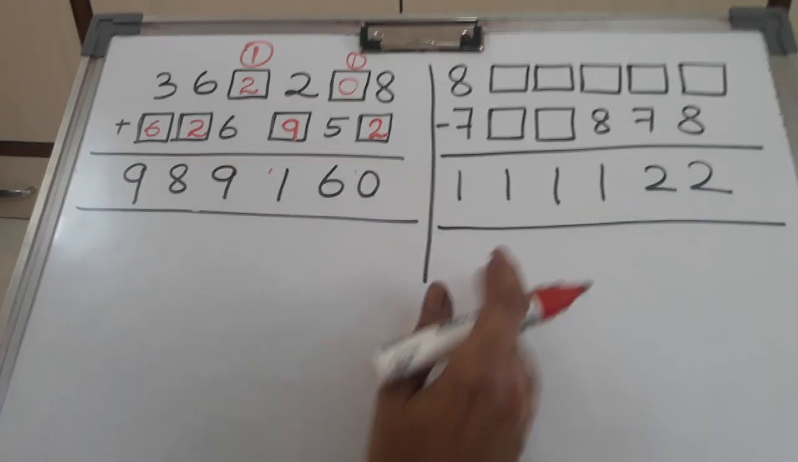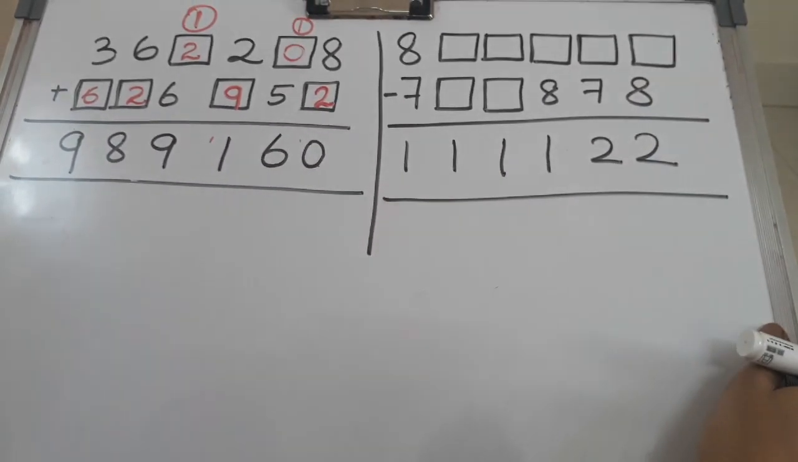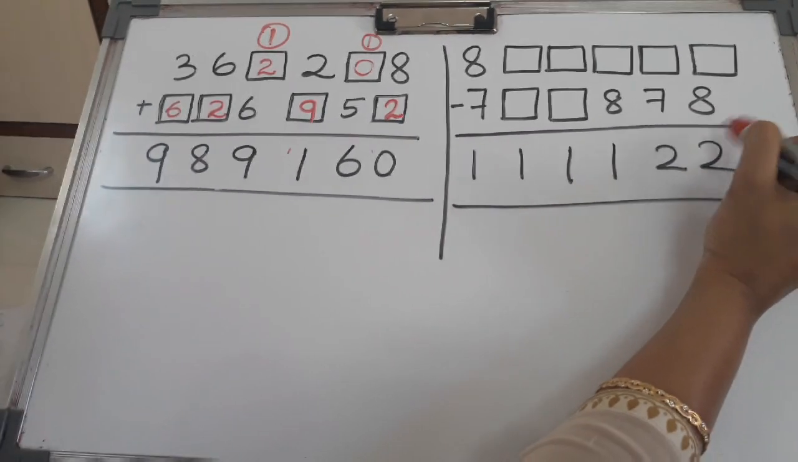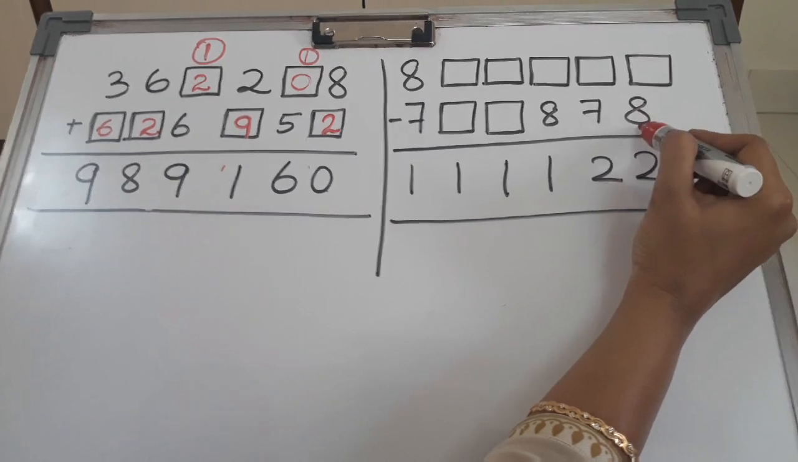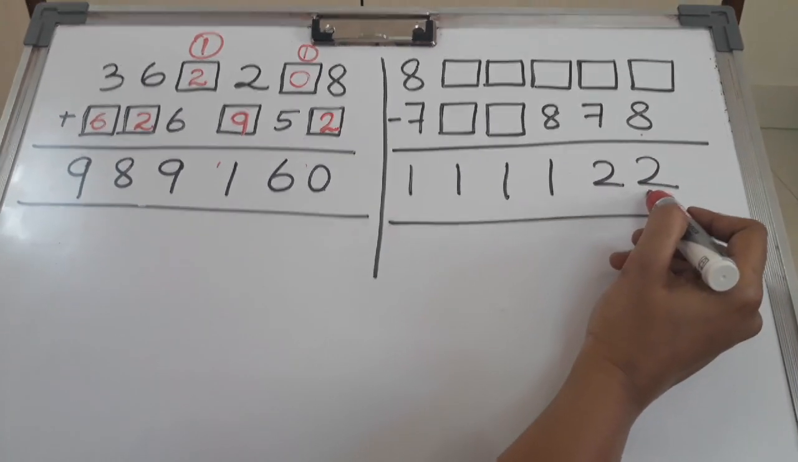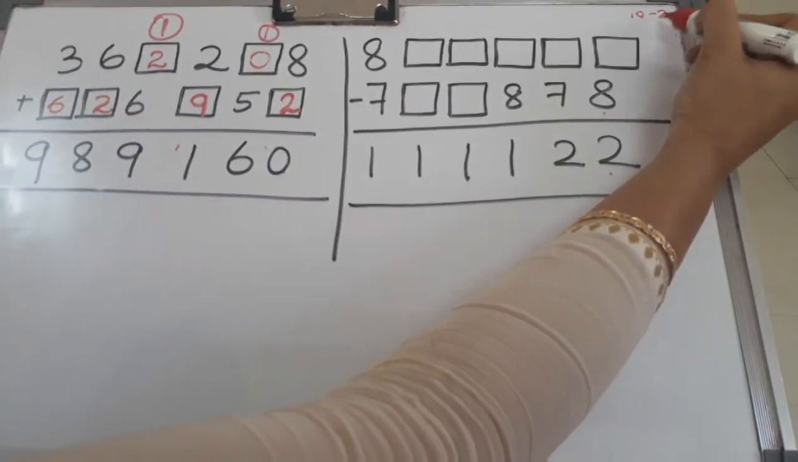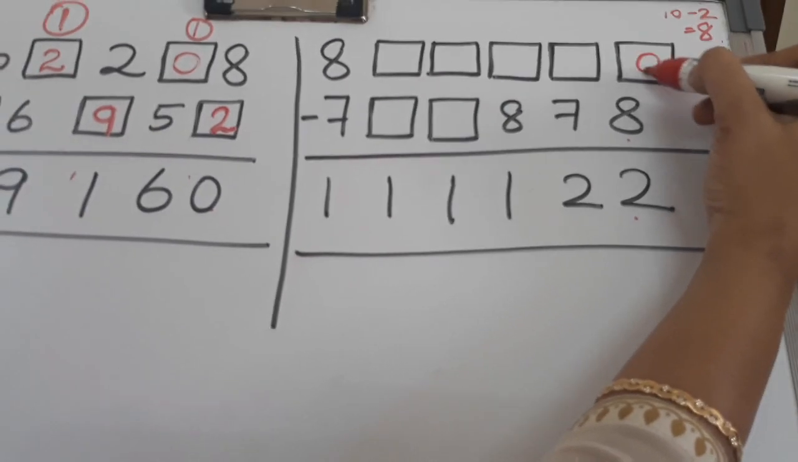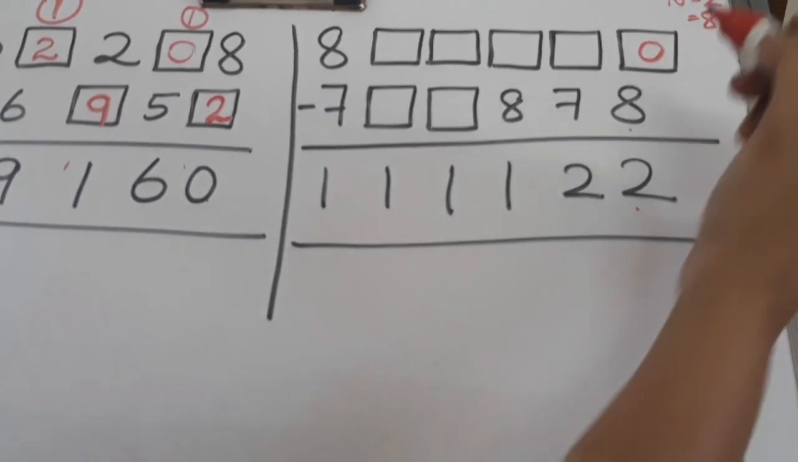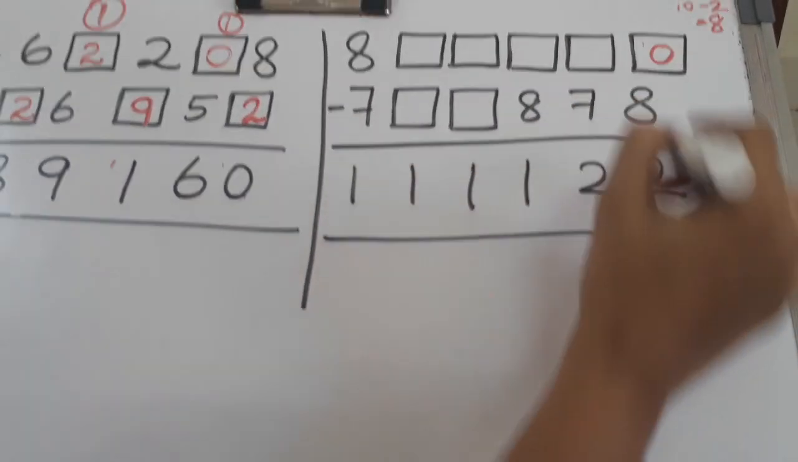Okay. Coming towards the subtraction sums. Now we have to fill in these boxes. How will we fill them up? What number will we write here so that when we subtract 8 from it, we get the answer 2? We know 10 minus 2 is what? 8. So if we write 0 here, it means we are assuming it as 10. So 10 minus 8 is what? 2.